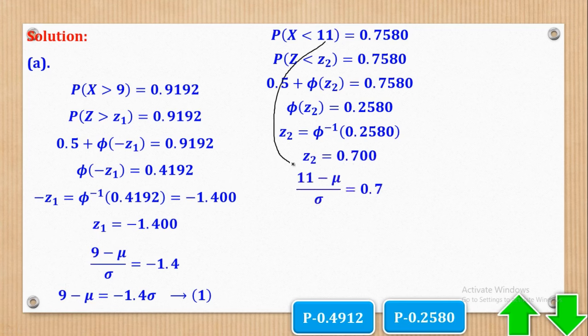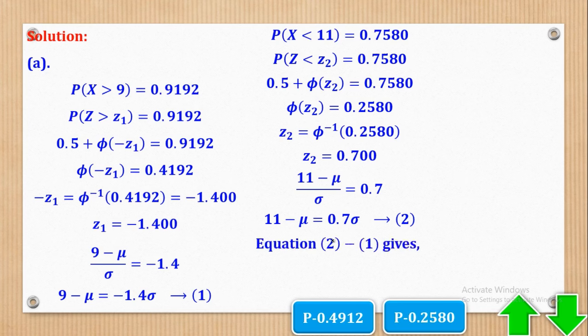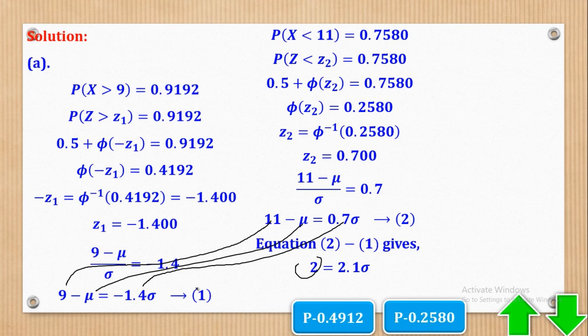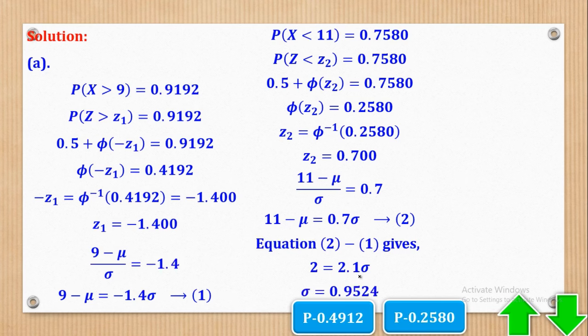So when I standardize 11, I come up with 11 minus mu over sigma equal to 0.7, and when I cross multiply, I'll get equation 2, which is that. So when I subtract the two equations, equation 2 minus equation 1, this is what I'm going to get, because 11 minus 9 gives you 2, then negative mu minus negative mu gives you 0, so it cancels out. Then 0.7 minus negative 1.4 gives you positive 2.1 sigma. Therefore, the value of the standard deviation is 0.9524.